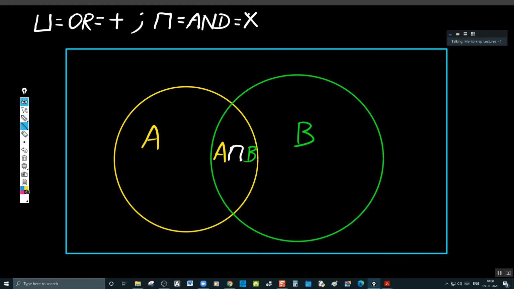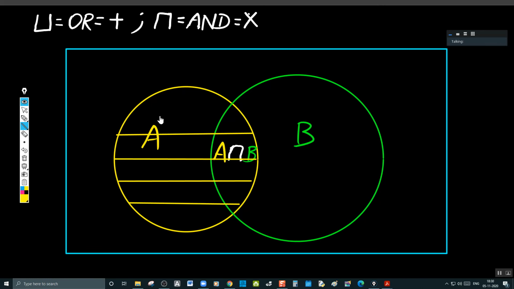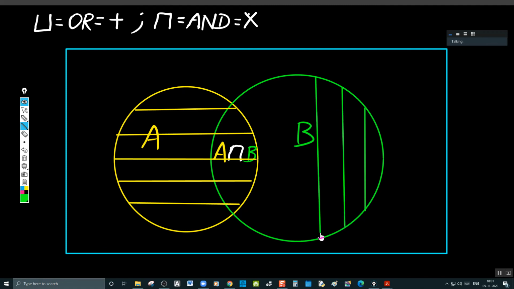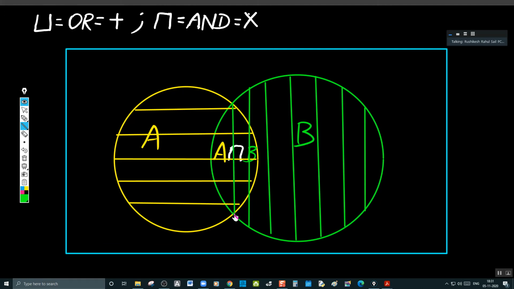Okay, let me show you that. Now this yellow shaded region represents A, and the green shaded region, I'm taking it vertical. Are you there, everyone? Yes, sir.